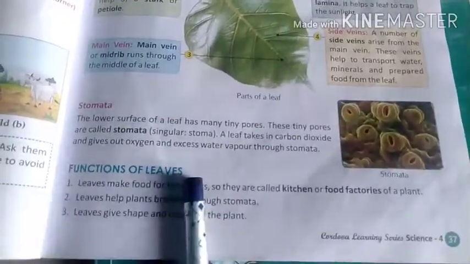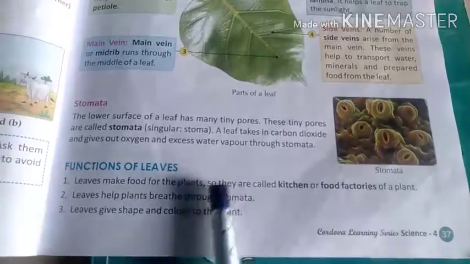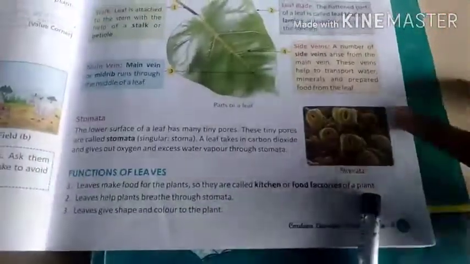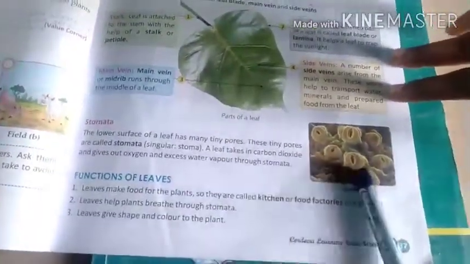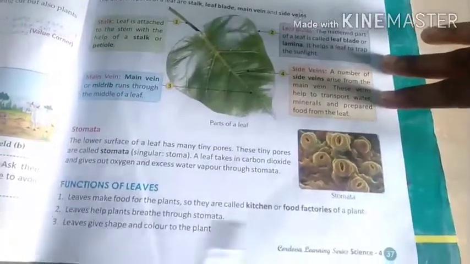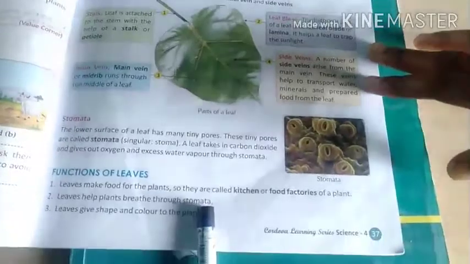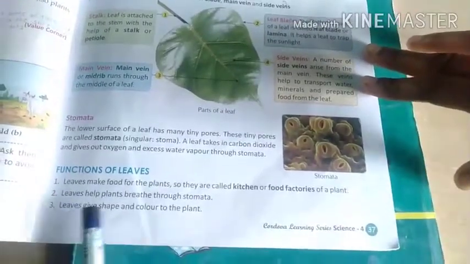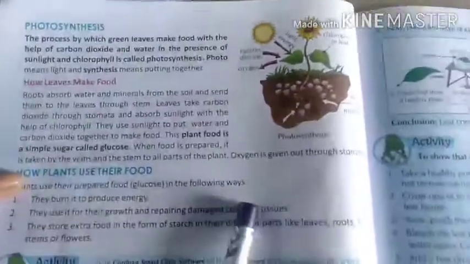Functions of leaves. Now what is the function? Leaves make food for plants, so they are called kitchen or food factories of a plant. Now it may be true or false. Leaves are food factories of a plant. What will you write? True. Leaves help plants breathe through stomata. Leaves give shape and color to the plant. Turn the page.